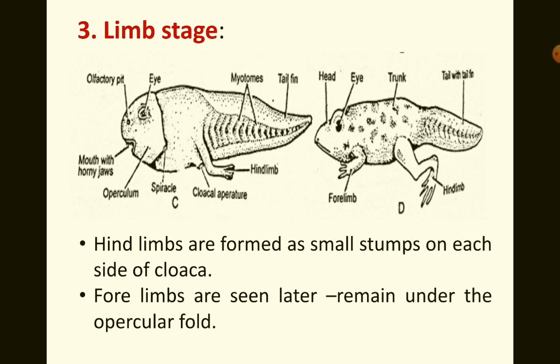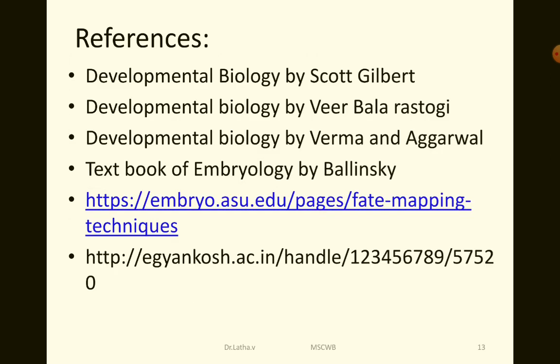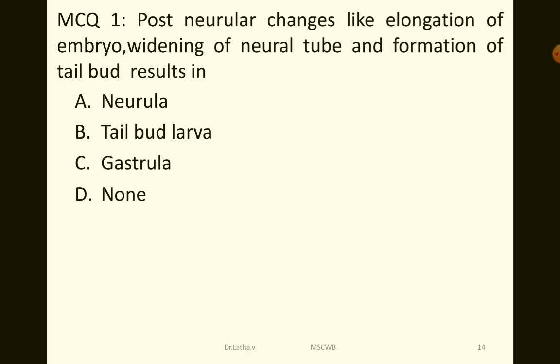So these changes describe the late larval period of the tadpole development. And later this tadpole undergoes the process of metamorphosis so that it can form an adult frog. So these are the reference materials. Now here are few questions to answer.